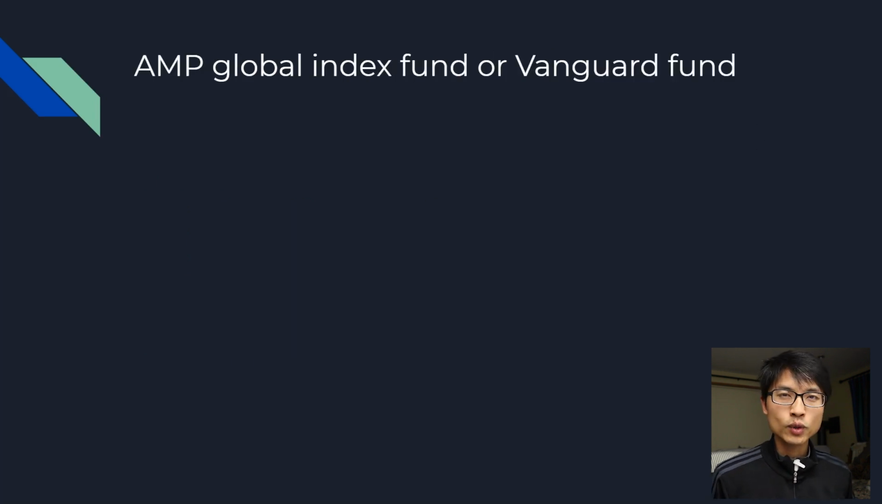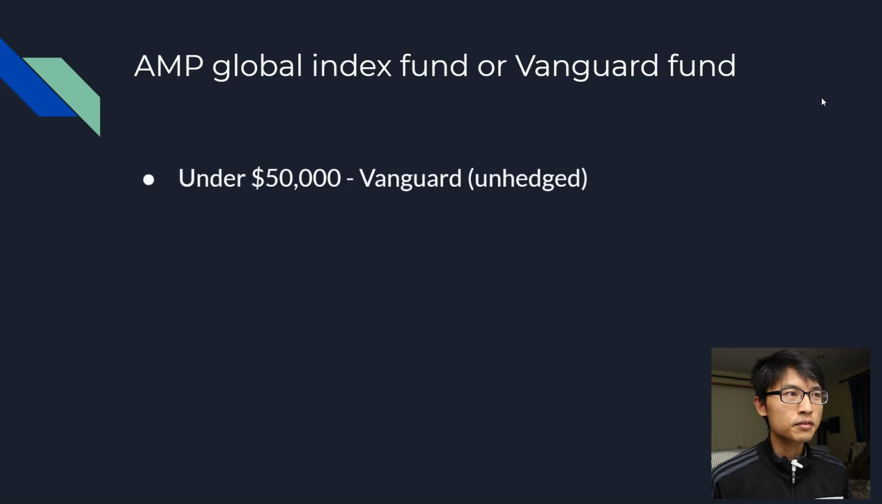Now let's have a look at which one's cheaper in terms of fees and taxes. The AMP Global Index Fund, which is a New Zealand-based PIE fund, or the Vanguard Index Fund, which is a foreign investment fund. So first off, if you have under $50,000 invested, then Vanguard, whether the hedged or the unhedged version, is going to be cheaper for you.